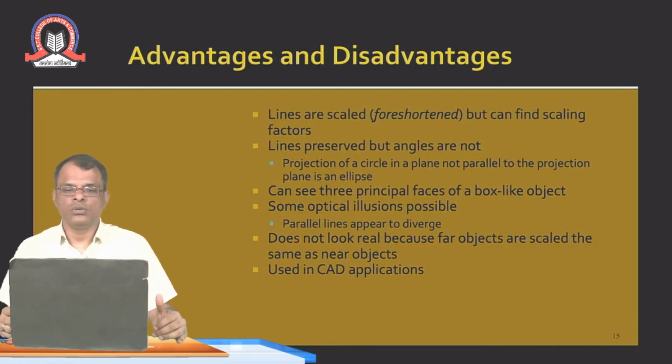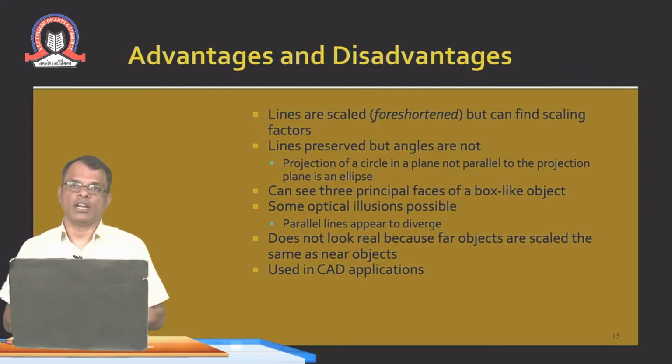Parallel lines appear to diverge. You might have seen many times that the object is straight but it looks curved. We come across many situations where the object is straight but looks curved, so that type of illusion is also possible. It does not look real because far objects are scaled the same as near objects. The scaling for objects far away and objects at a closer distance are the same. This is used in CAD applications.